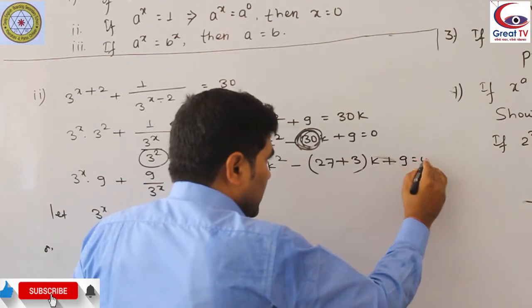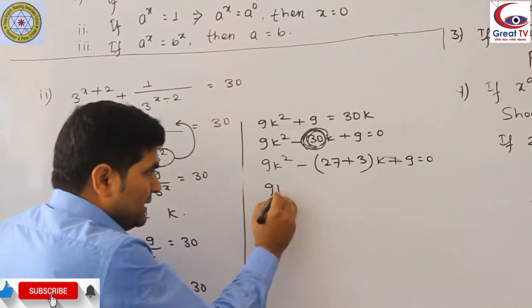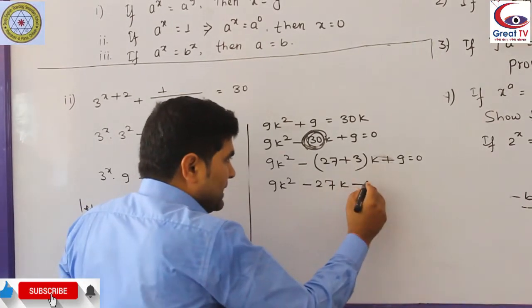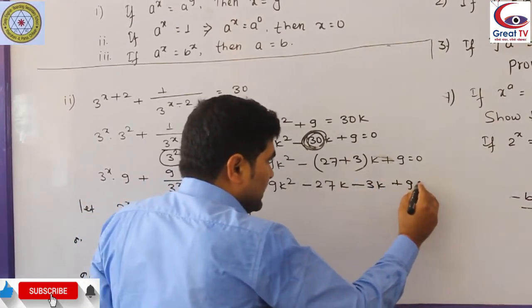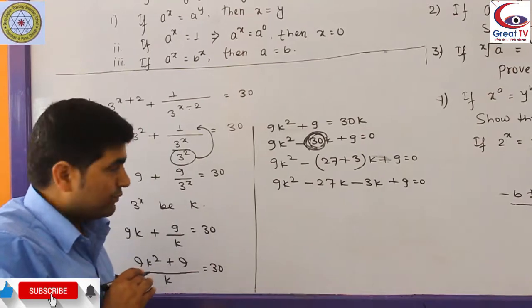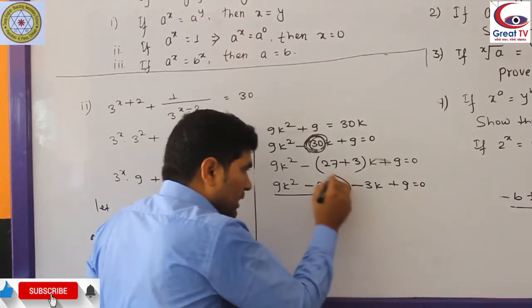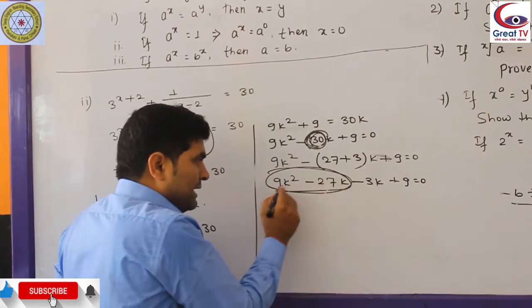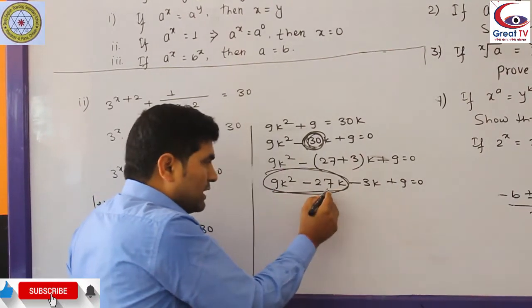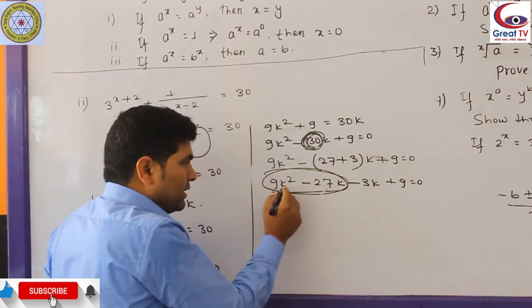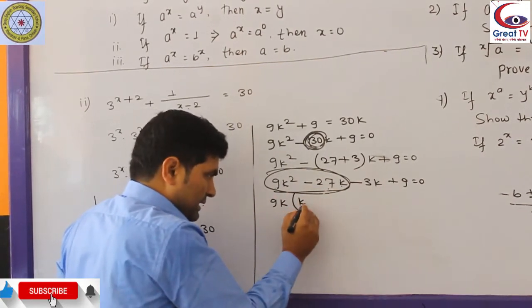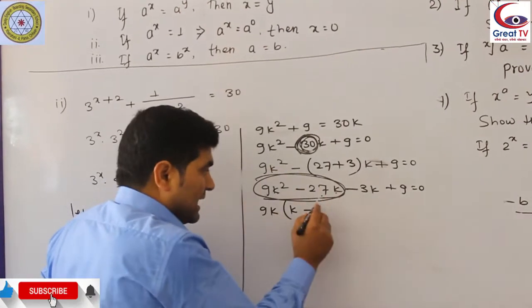9k square minus 27k minus 3k plus 9 equal to 0. Now take common from the first two terms. Here 9 and 27, 9 is a factor of 27, so we can take 9 common. Remaining here is k minus 3.